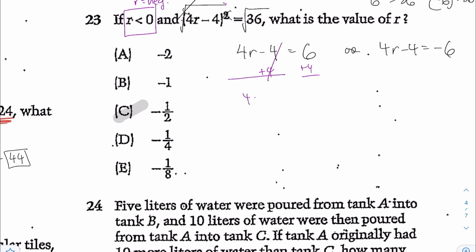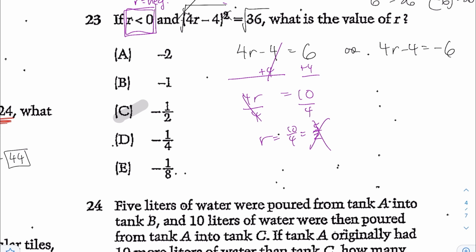You have to add 4 to both sides. You get 4r is equal to 10, and when you divide by 4, you get that r is equal to 10 over 4, which simplifies to 5 halves. Now that's positive, and we know that r has to be negative, so we eliminate this.